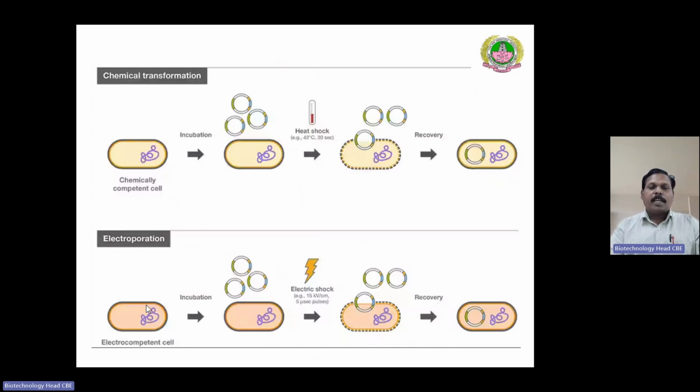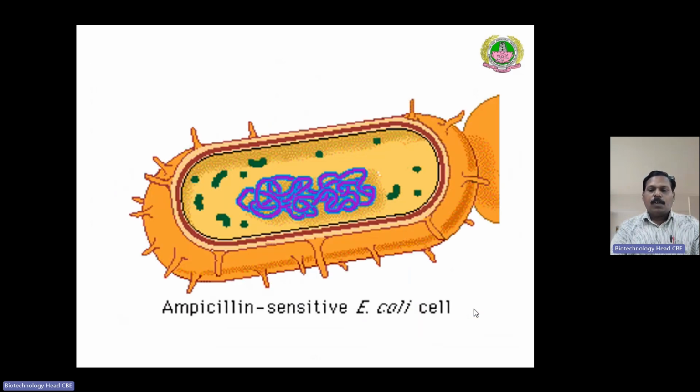In the second method of bacterial transformation, applying electric shock, the electrocompetent cells are prepared and they are incubated in an appropriate environment. When you apply a short impulse of electric shock, that would make minute pores in the bacterial cells and allow the foreign DNA to enter, and subsequently they can be recovered in a rich medium by incubating at 37 degrees centigrade.